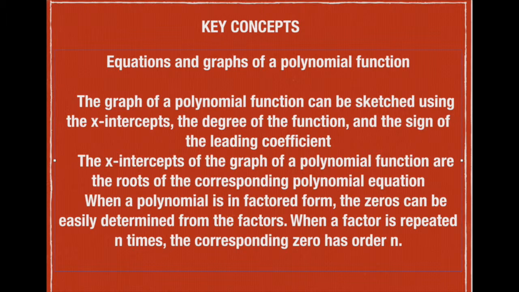Key concepts. Equations and graphs of a polynomial function. The graph of a polynomial function can be sketched using the x-intercepts, the degree of the function, and the sign of the leading coefficient. The x-intercepts of the graph of a polynomial function are the roots of the corresponding polynomial equations when the polynomial is in factored form, when zeros can be easily determined from the factors. When a factor is repeated n times, the corresponding zero has order of n.